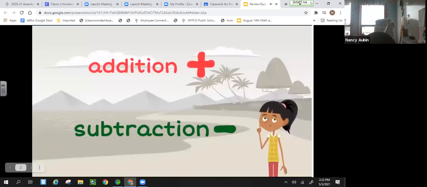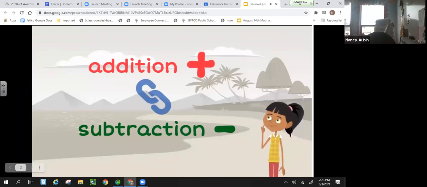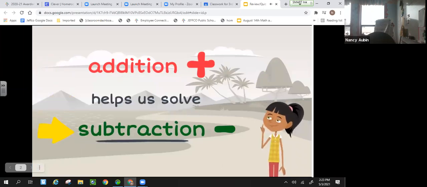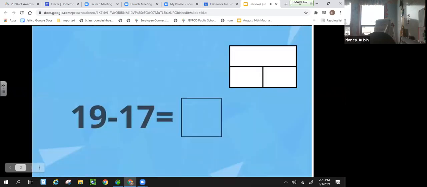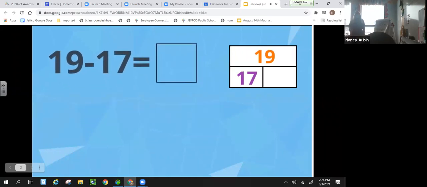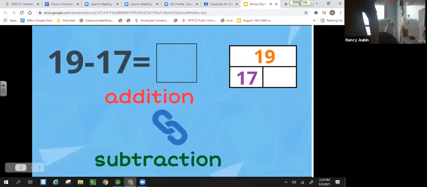So we know addition and subtraction are related, but why is this relationship important? Well, it can be really useful because we can use addition to help us solve subtraction problems. Let's take a look at this equation. 19 take away 17. 19 is the whole, 17 is the part that we must take away. The equation is asking us to work out what part will be left over. We could work this out by subtracting 17 from 19, but there's an easier way. Let's use the relationship between addition and subtraction to turn this problem around.